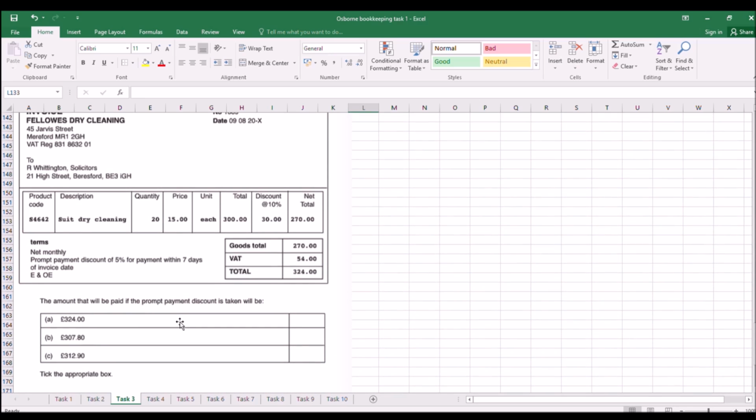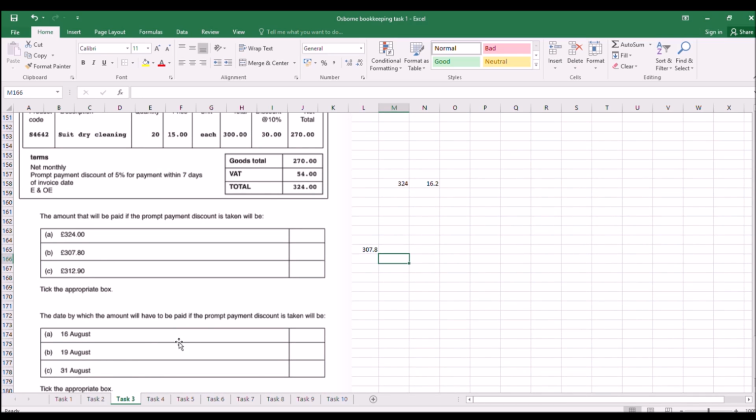Right, so let's do the next one. Okay, so we've got the terms here, 5% within 7 days, so it's £324, 5% of that. What amount will have to be paid if prompt payment is taken? It'll be that minus the discount, £307.80. So the 324 minus the 5% discount.